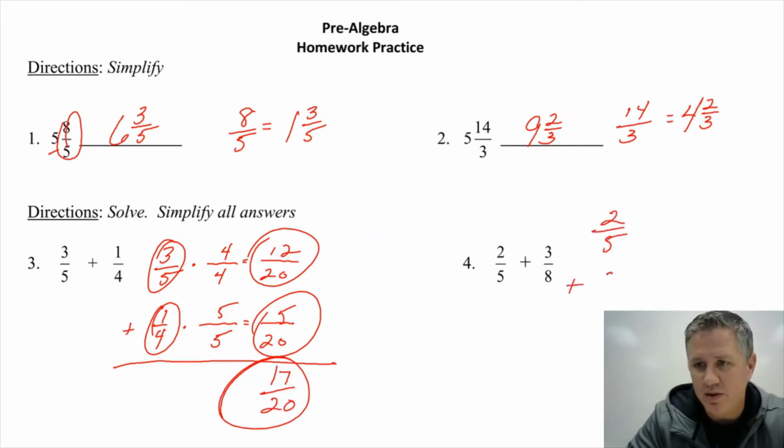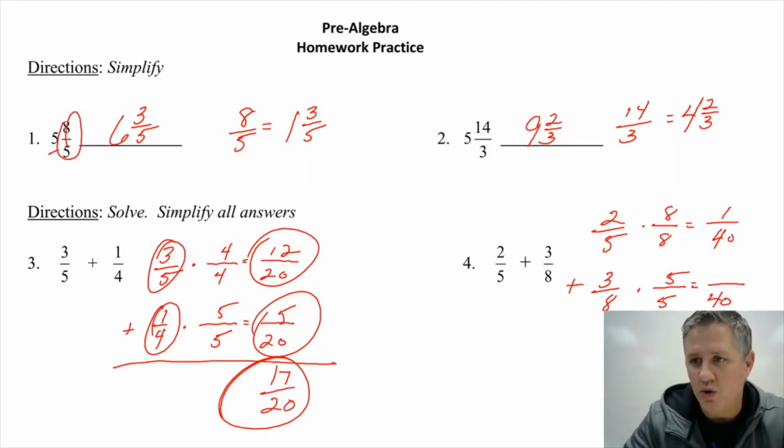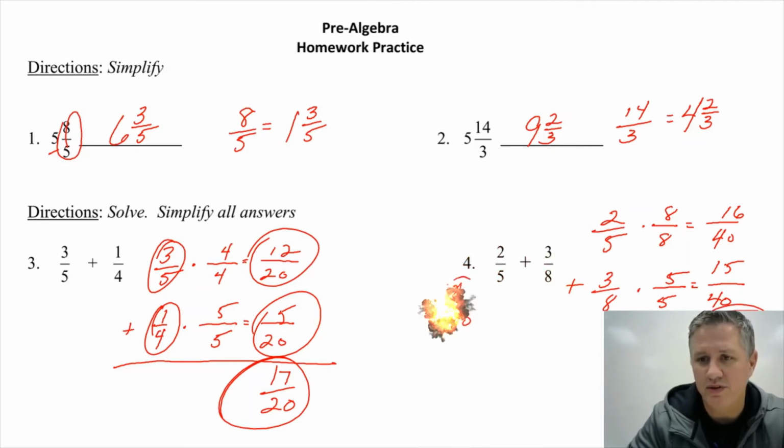All right, so let's do this one the same way. 2/5 plus 3/8. I'm going to multiply by something to get something. All right, and my common denominator here is 40. So 5 times 8 is 40, so I'm going to multiply by 8/8. And 8 times 5 is 40, so I'm going to multiply by 5/5. So 16/40 plus 15/40 equals 31/40. Okay, and if I ran out of room, 31/40.